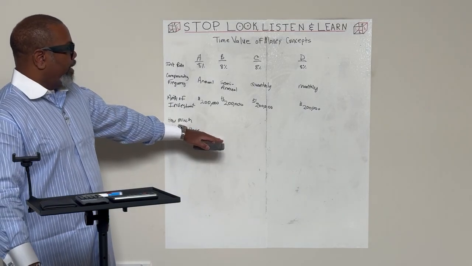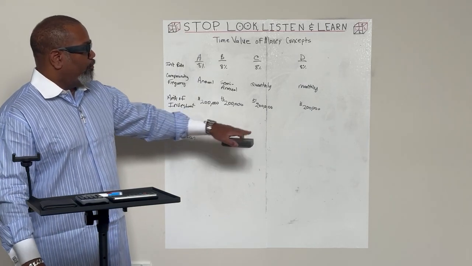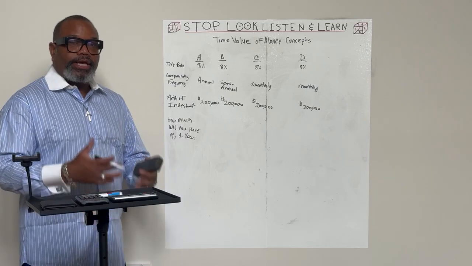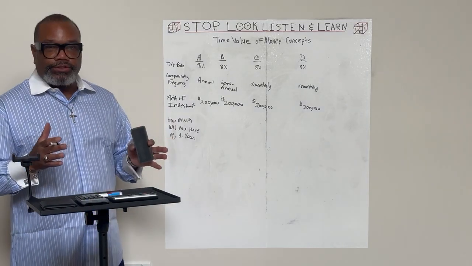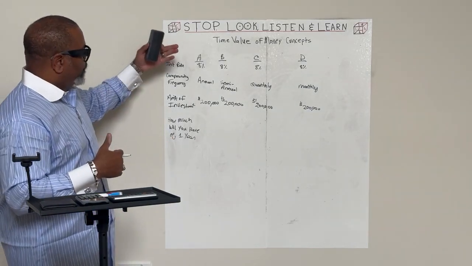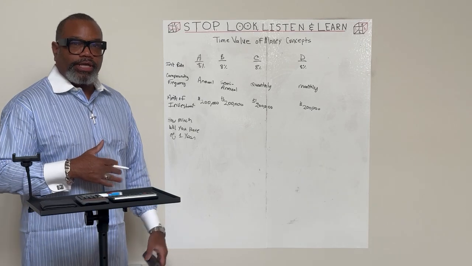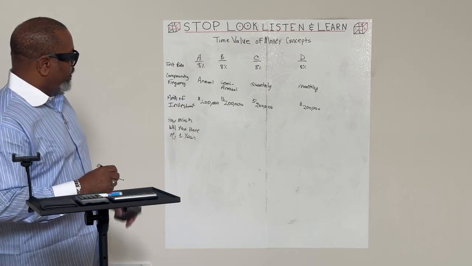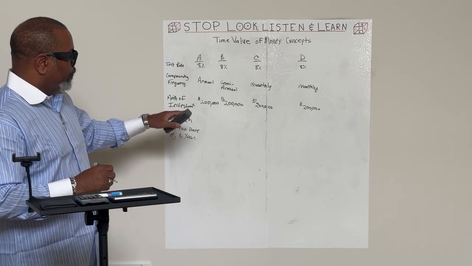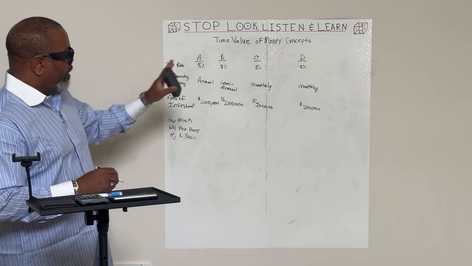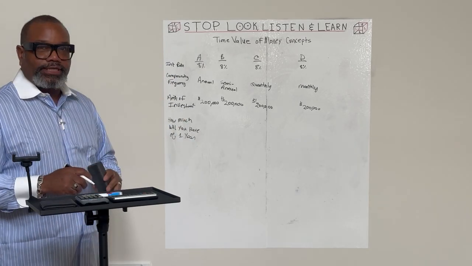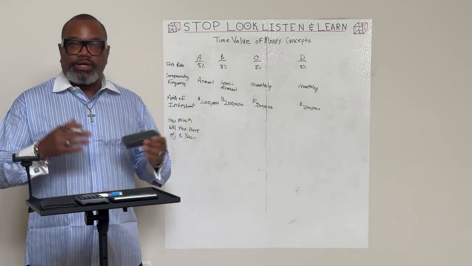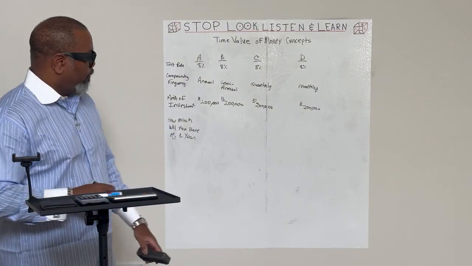And you're going to have a certain amount if you went with bank A, a certain amount if you went with bank B, if you went with bank C, and if you went with bank D. And so one of the things you have to be able to do is to determine what those amounts would be. We're going to go through each one so that you can get a sense of how to compute these amounts so that you can compare these banks and decide which one to go with based on what your goals are.